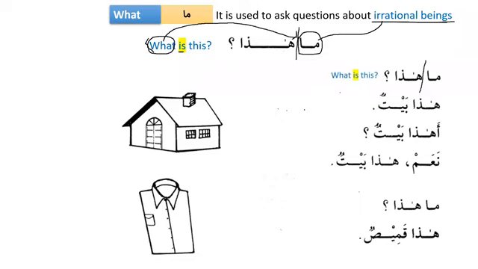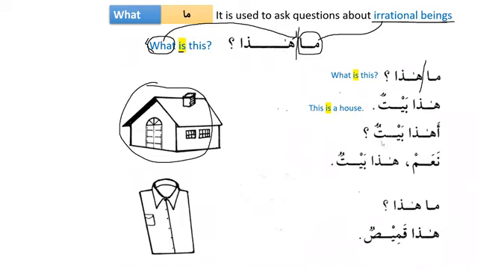Okay, so the answer is hadha baytun. Can we answer with yes or no? Of course not. We cannot answer yes or no, because it is a detailed question and an information question, so we have to give the complete answer. So what is this? As we can see over here, hadha baytun. This is a house.